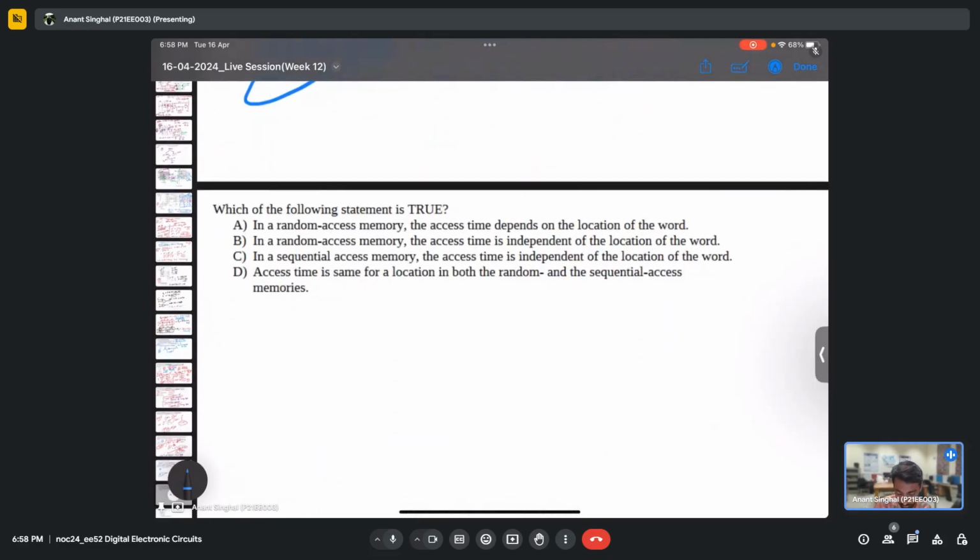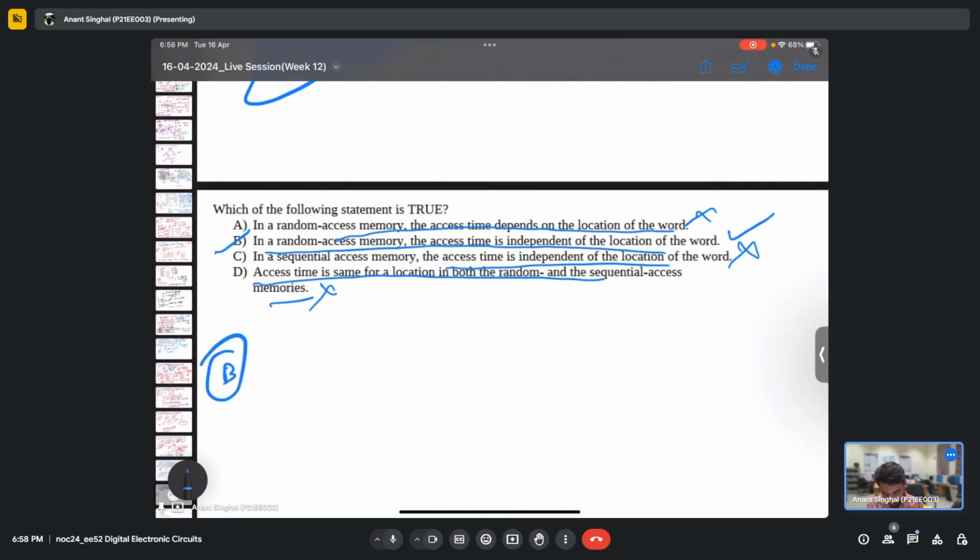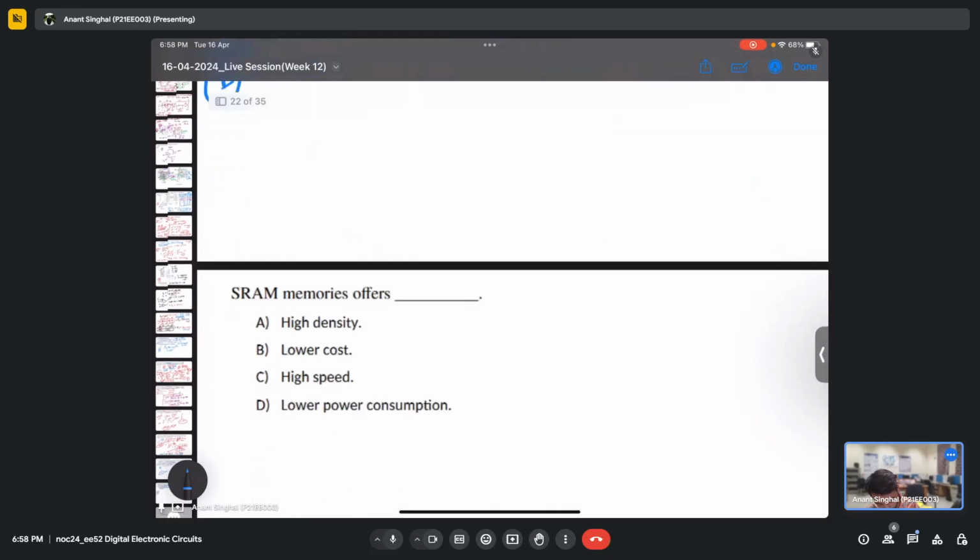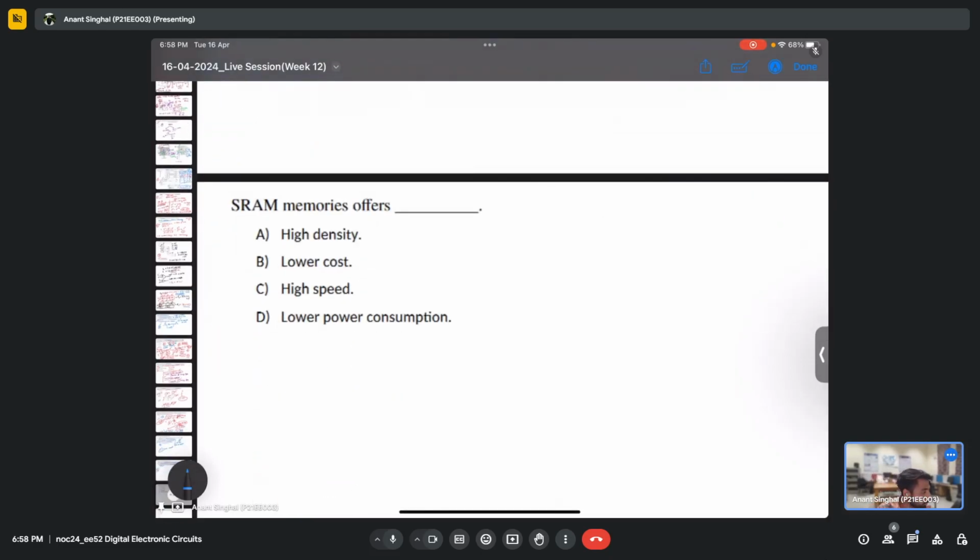Now it says which of the following statements is true. In a RAM, the access time depends upon the location of the word. This is wrong. In sequential access, the access time depends on location, but in RAM it is independent of location. This is theoretical, so I'm not going much into that. So in RAM, there is a term access time which is independent of the location. So I'm again quickly moving forward.